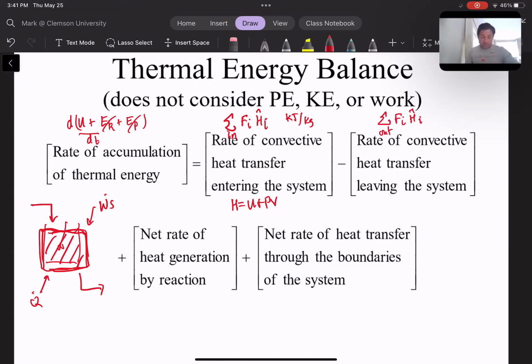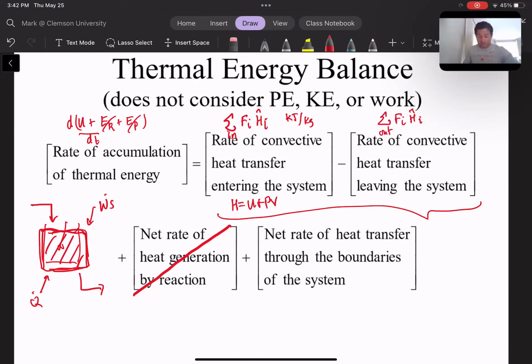I don't like the term net rate of heat generation by reaction because it's not really part of the balance. How much the temperature changes in the reaction system is going to be related to the difference in species that enter and exit and the enthalpy that exits the system. I have another lecture where we talk about deriving the energy balance and mole balances on reactive systems that involve changes in temperature, so I'll refer you to that video later on.